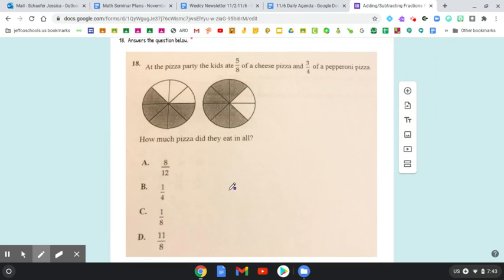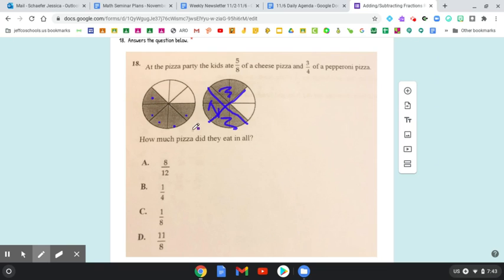Number 18, at a pizza party, the kids ate 5/8 of the cheese pizza. That's this part right here. And 3/4 of the pepperoni pizza. I see fourths by splitting it this way. And yep, I see 1, 2, 3 of the fourths. How much of the pizza did they eat in all?